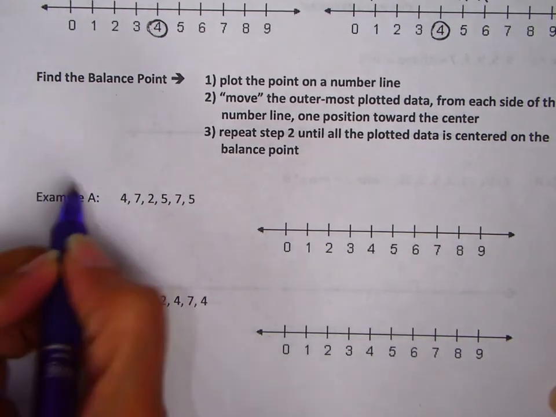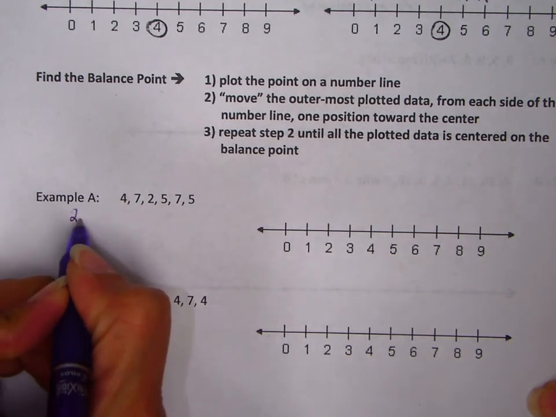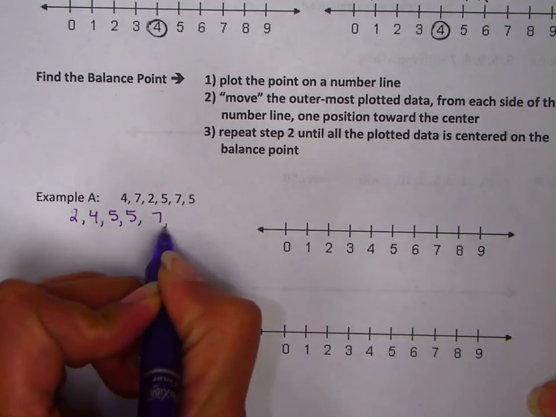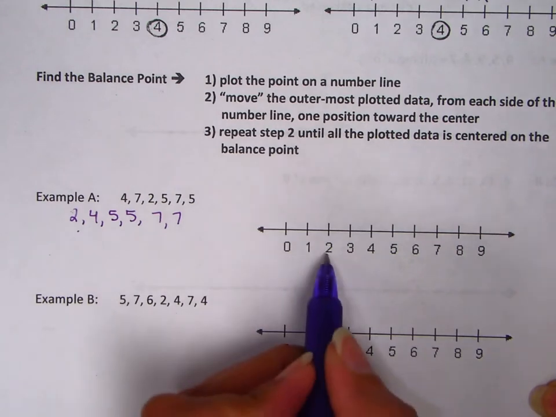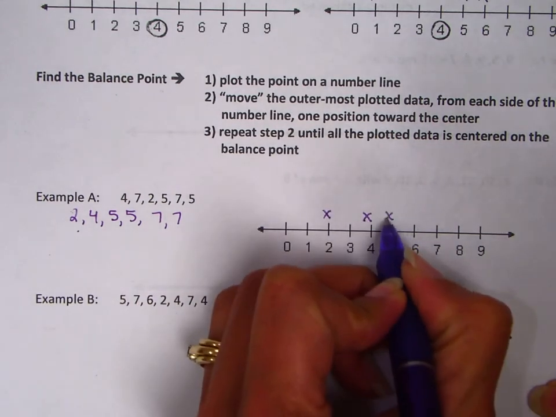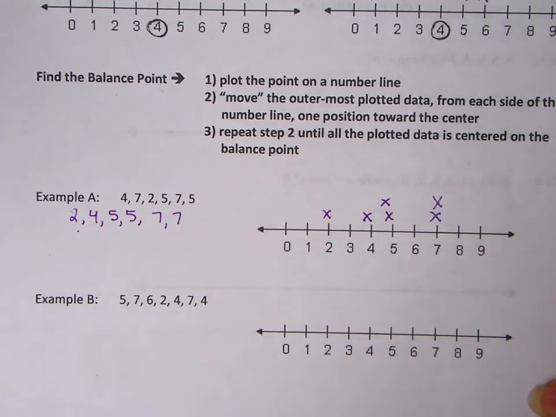So for this one, I'm going to put my data in order. That's the first thing I always like to do. 2, 4, 5, 5, 7, 7. And then I'm going to put those points on my number line. I have a 2, I have 4, 5, 5, 7, and 7. And I don't know what that balance point is. So I'm going to figure out what that balance point is.